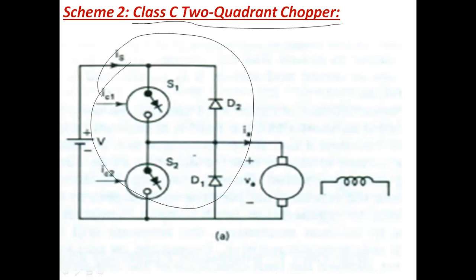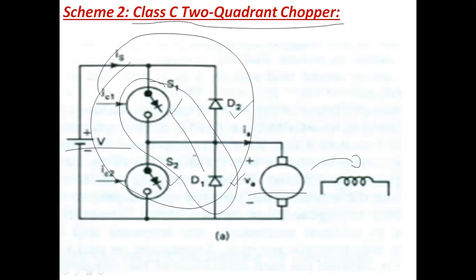Here also the same equipment and parameters are used. The self-commutated semiconductor switches are of 2 types, S1 and S2, and diodes D2 and D1. This is the armature motor, this is the main source feed, and this is the inductance of the armature. The self-commutated semiconductor switch S1 and D1 constitute one chopper.